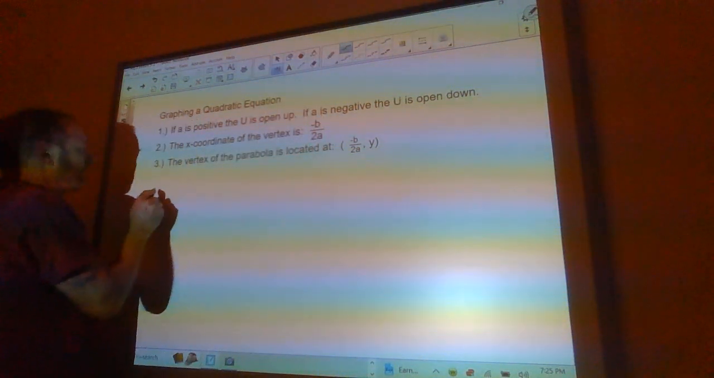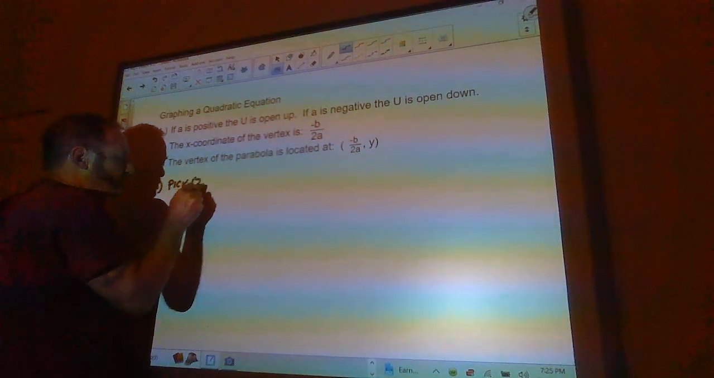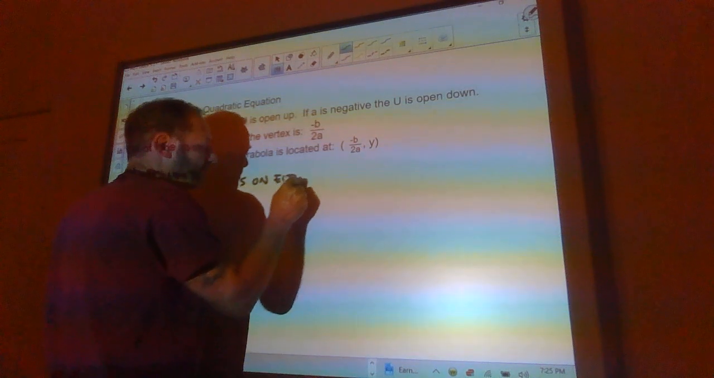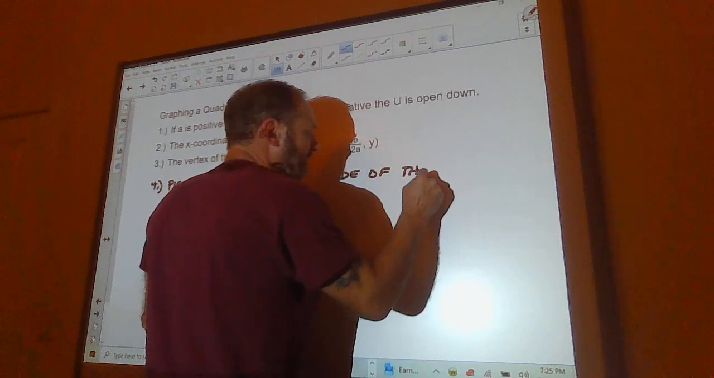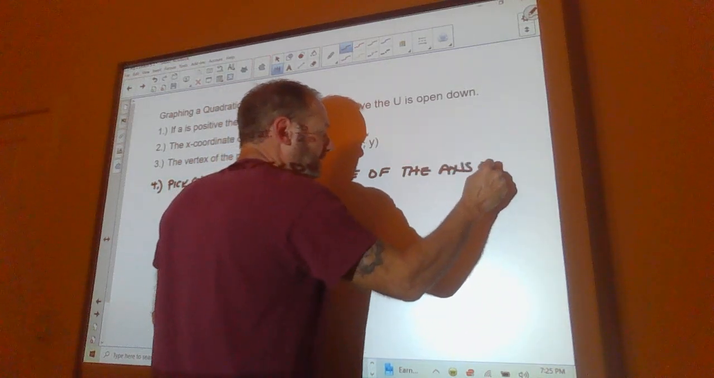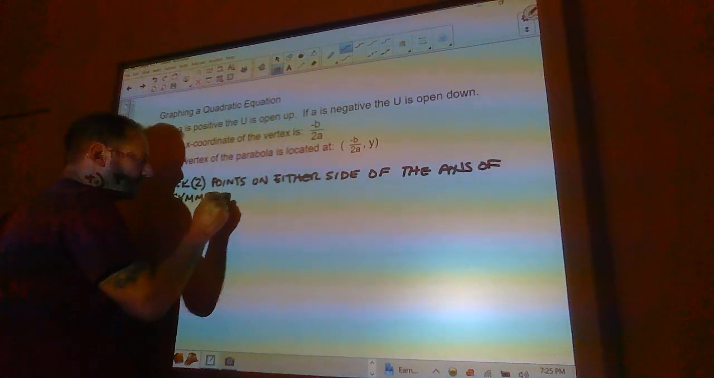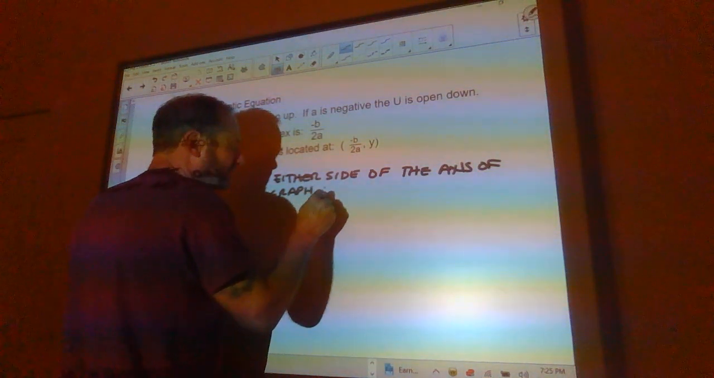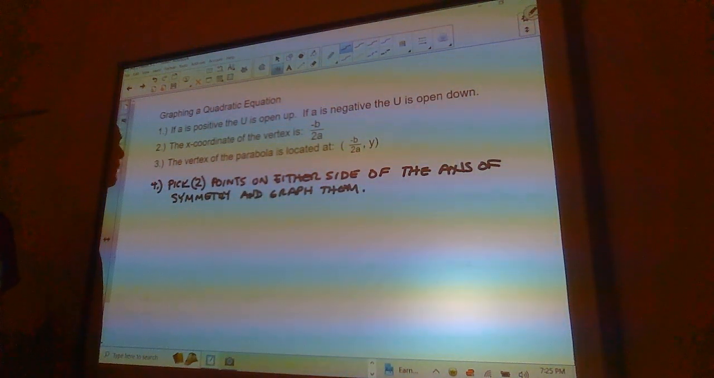And then I should really have a step 4 on here that says pick 2 points on either side of the axis of symmetry and graph them. For a line, you need to have 2 points to graph a line. A parabola, you really need to have 5.